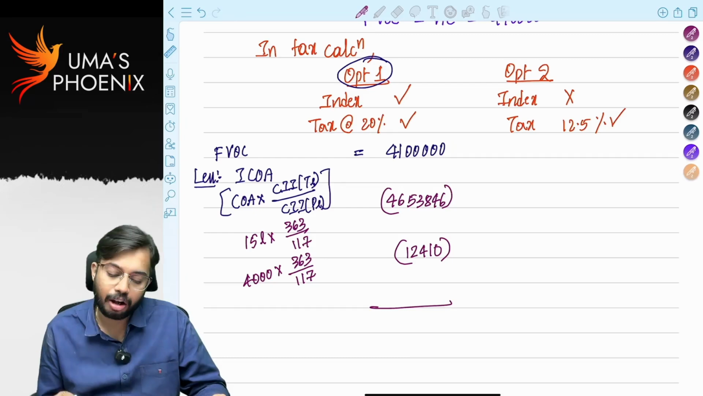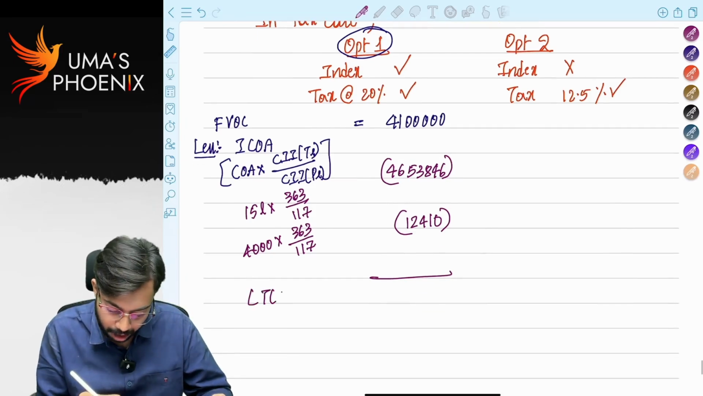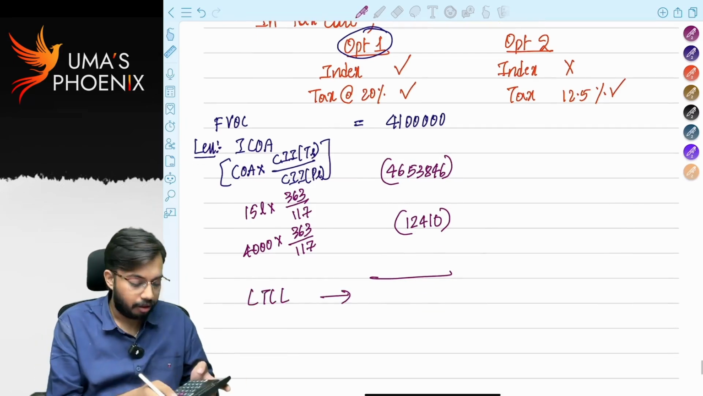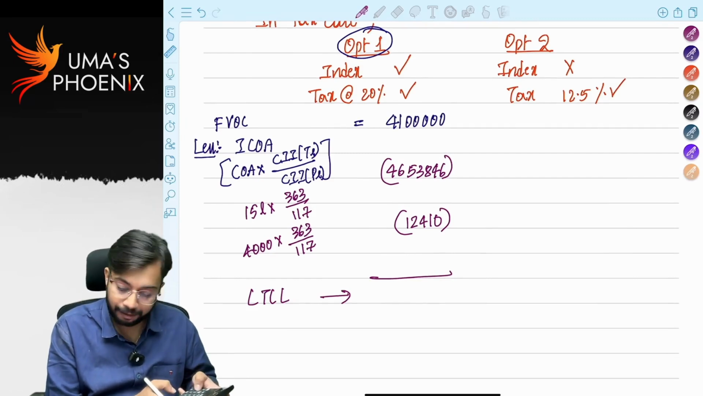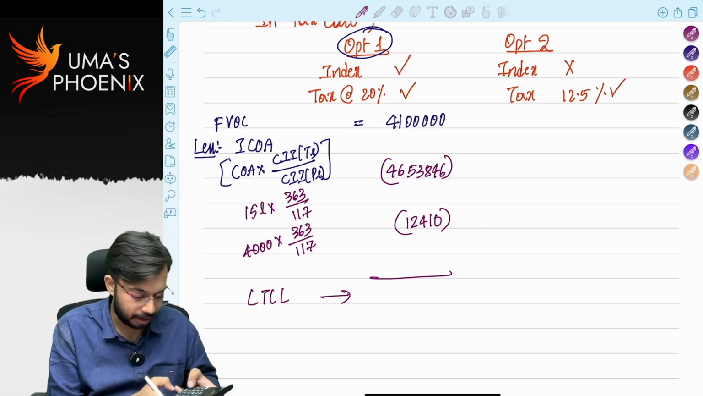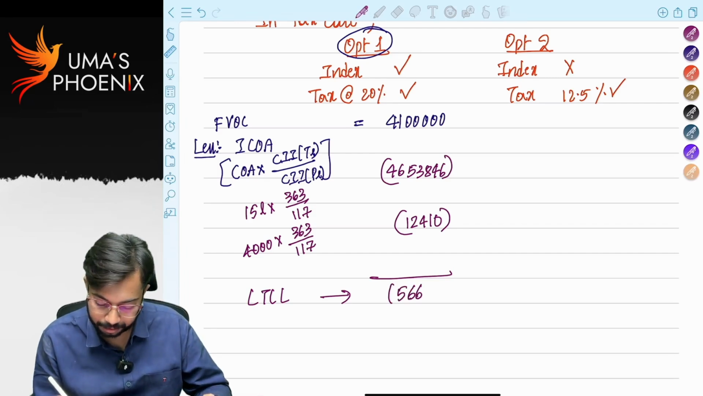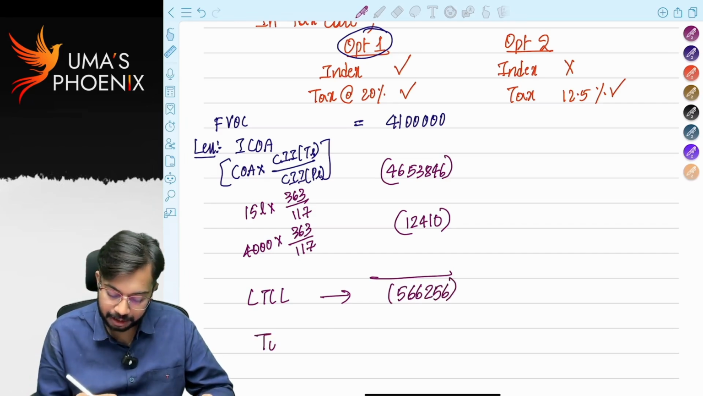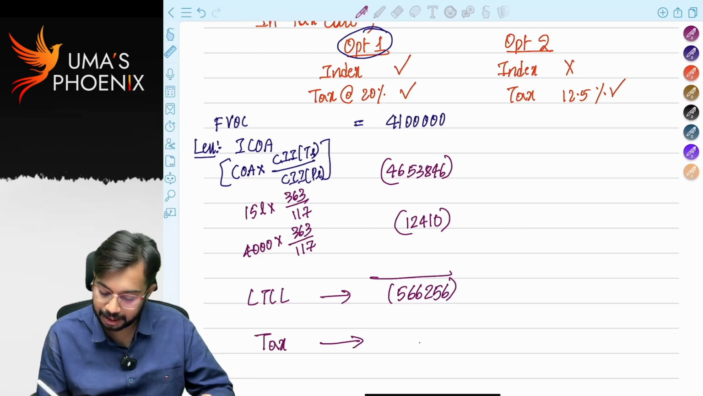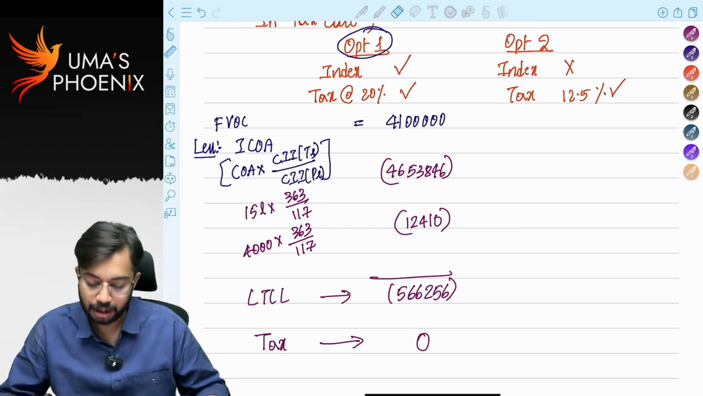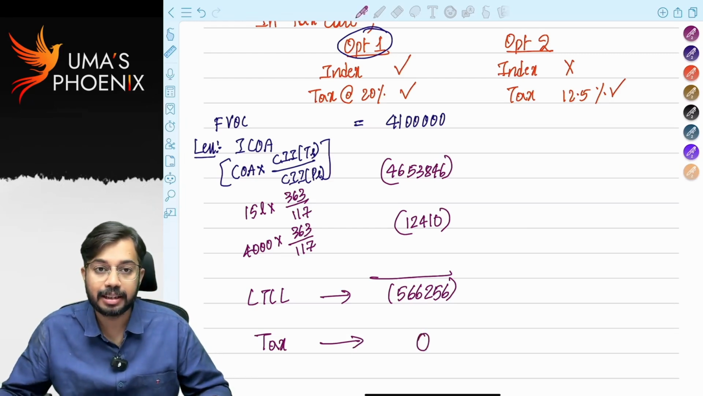So is there gain or loss? There is loss. How much is the long-term capital loss? 41 lakh minus 46 lakh 53,846 minus 12,410, which is 5 lakh 66,256. If it is a loss, will there be any tax? Tax will be 0. So in case of loss, tax is 0.